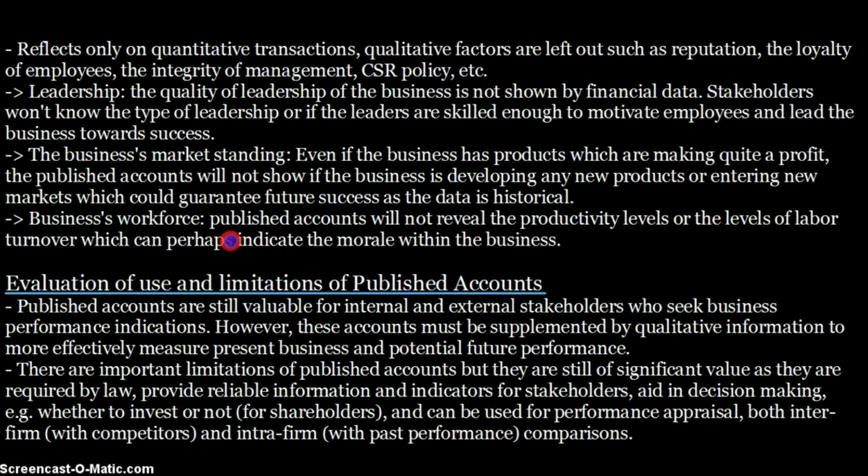Business's workforce. Published accounts will not reveal the productivity levels or the levels of labor turnover, which can perhaps indicate the morale within the business. So it won't tell you the motivation of employees, if the employees are motivated enough or not, what is the labor turnover of the business, what is the absenteeism rate. It won't tell you that. So that is also one of the important qualitative factors which is not shown in the published accounts.